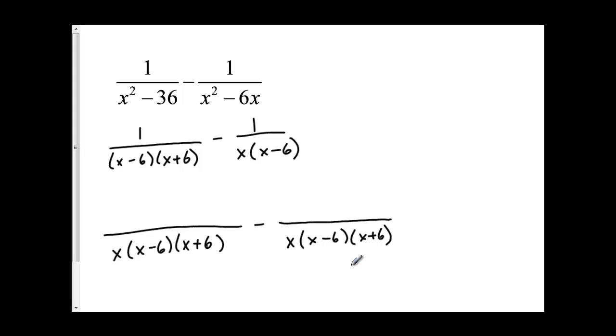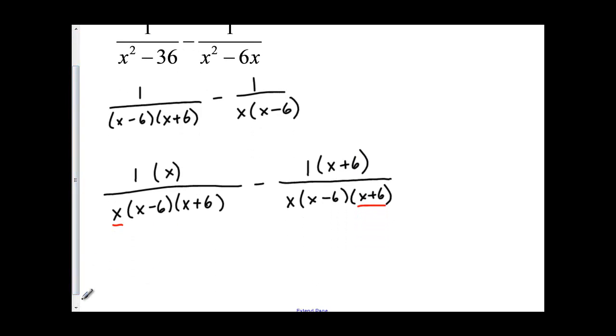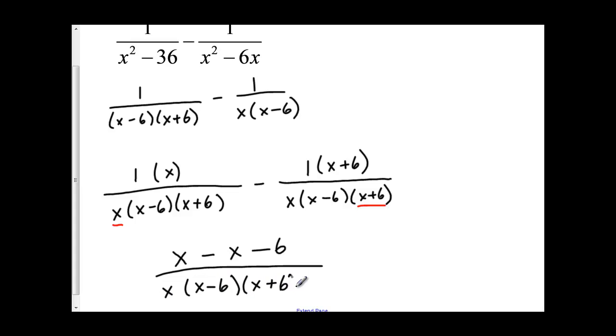Now I need to figure out what's missing. In this denominator here, I've included an x that was not in the original one. So I've got a 1, I'm going to need to multiply that by the x. In my second one, the one that was missing, the one that wasn't in the first one, is x plus 6. So I've got a 1, I'm going to have to multiply that by x plus 6. Now I need to simplify. So I've got x minus 6, because this minus applies to everything in my numerator of my second one. My denominator is x times x plus 6, or x minus 6 times x plus 6.